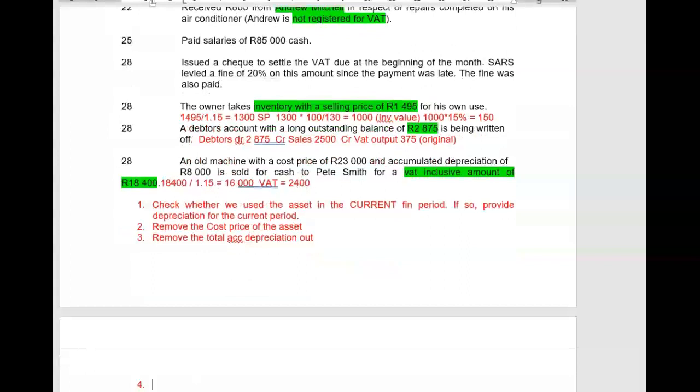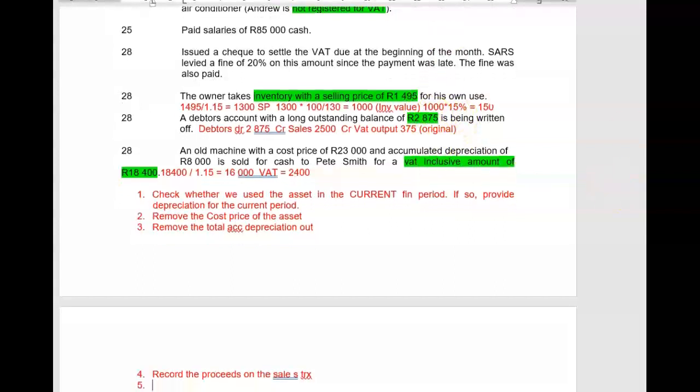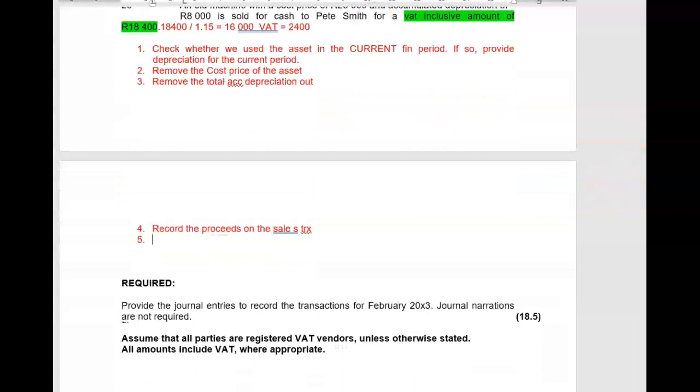The fourth thing is record the proceeds on the sales transaction. And the last thing is, balance of the asset disposal account and record profit or loss on the disposal. Let's go through it one by one.